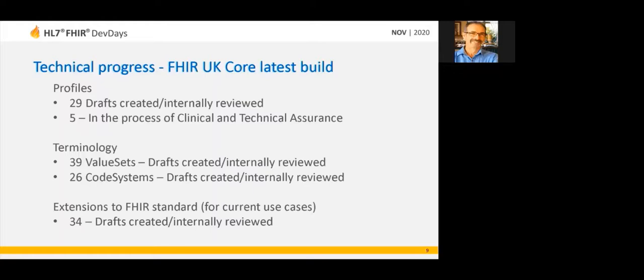We also have created a number of terminology resources, which are also part of that clinical and technical assurance. And we've also created 34 extensions to the FHIR standard, which are currently being reviewed against the FHIR standard. These are extensions to the FHIR standard required for the NHS across the UK.